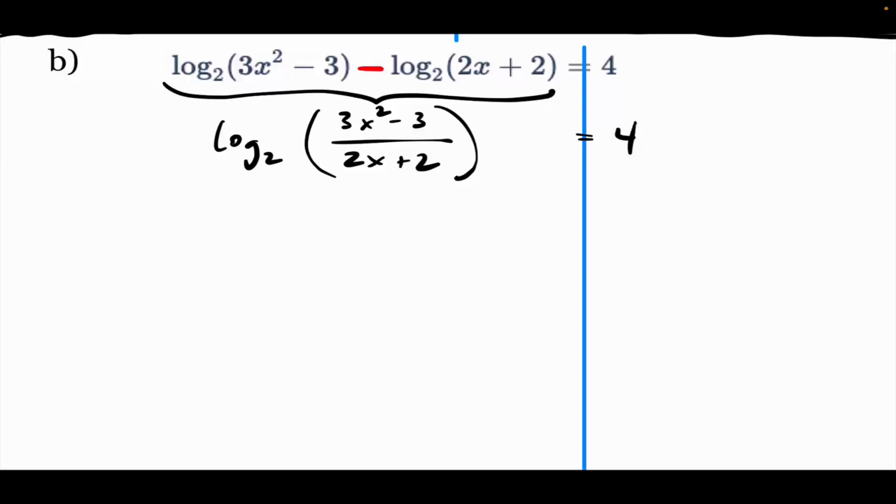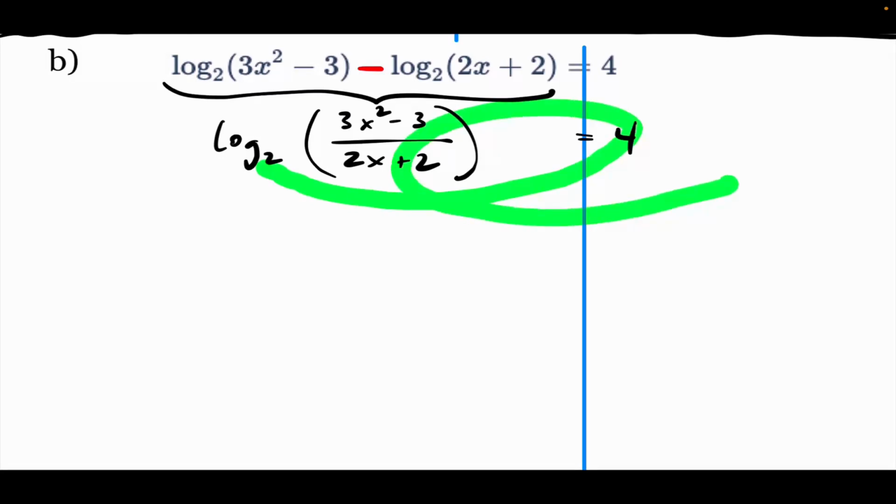Okay. Condensed it. It's only one log. When you only have one log left, you've condensed it. Next step, convert it. No more log. I don't want a log. Okay. So I get 2 to the 4th power equals the fraction. Two to the 4th power is 2 times 2 times 2 times 2, which is 16.